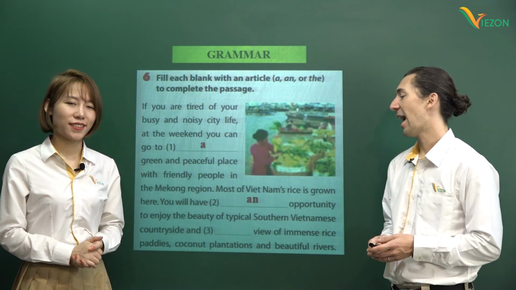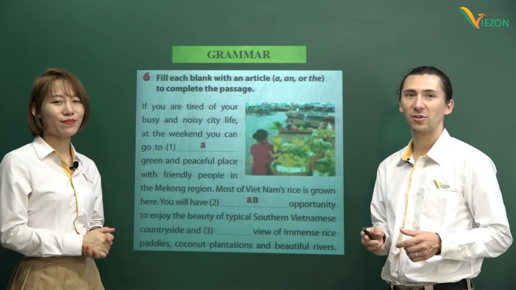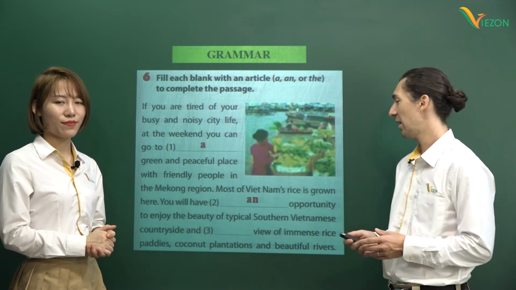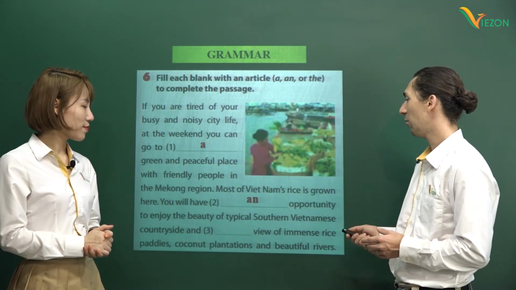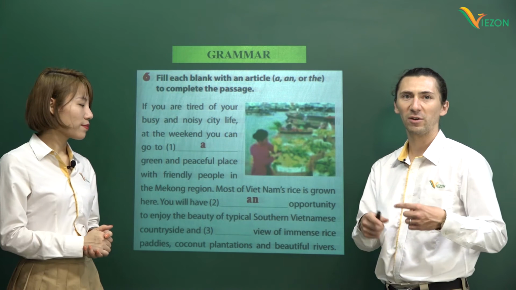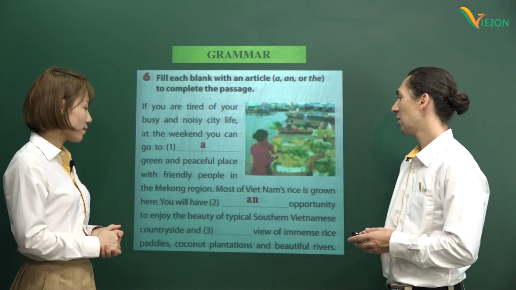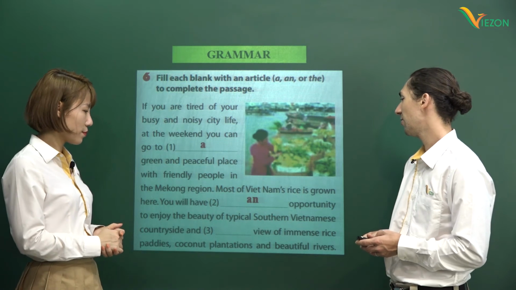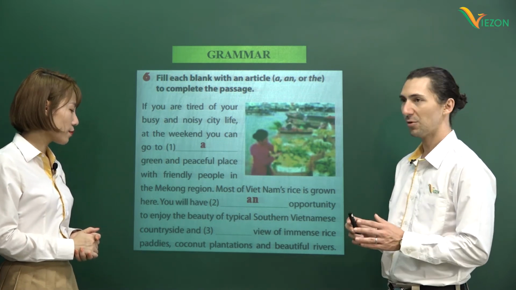If you said an, you are correct. So this one, it's more general. Again, we don't know what specific place they're talking about. And since the next word starts with a vowel, we use an. So let's go ahead and repeat that one more time. You will have an opportunity to enjoy the beauty of typical southern Vietnamese countryside. And we'll stop right there.